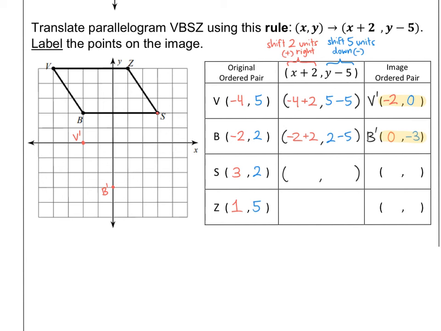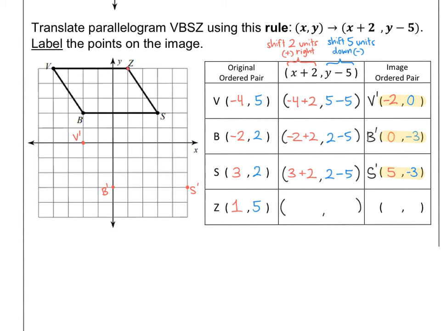The original point S was located at 3, 2, and that same translation rule says we'd have to move S 2 units to the right, so add 2 to 3, and that will give us a new S prime x-coordinate of 5. The second half of our rule says that we have to move that S point 5 units downwards, so that would be subtracting 5 from the original y-coordinate 2, and that would make our new y-coordinate -3. So our new S prime point will have the coordinates 5, -3.